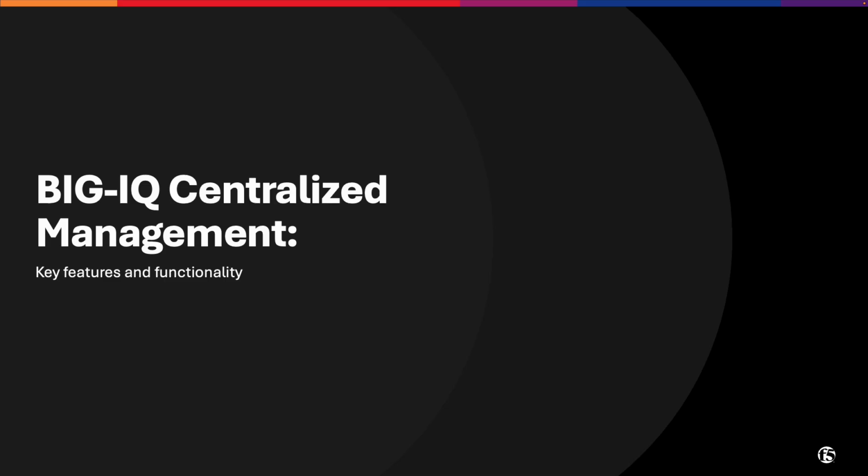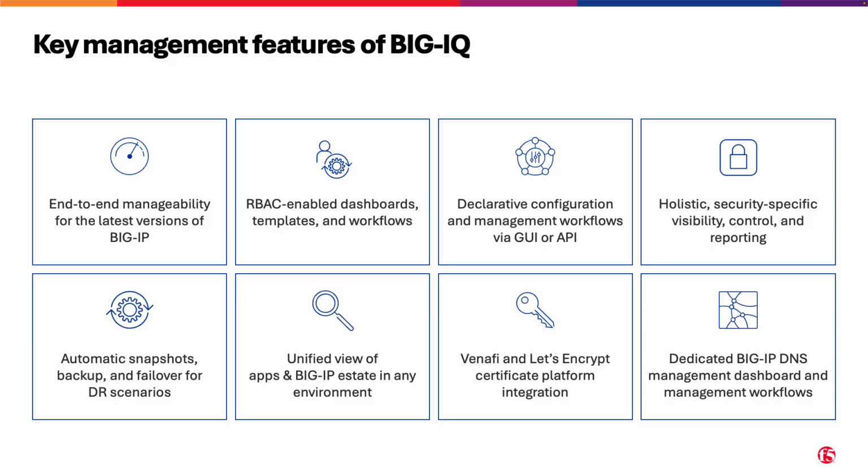Some of the key features and functionalities of BIG-IQ: end-to-end manageability for the latest versions of BIG-IP, role-based access control enabled dashboards, templates, and workflows, declarative configuration and management workflows via GUI or API, holistic, security-specific visibility, control, and reporting, automatic snapshots, backup, and failover for disaster recovery scenarios, unified view of apps and BIG-IP estate in any environment, Venafi and Let's Encrypt certificate platform integration, and a dedicated BIG-IP DNS management dashboard and management workflows.